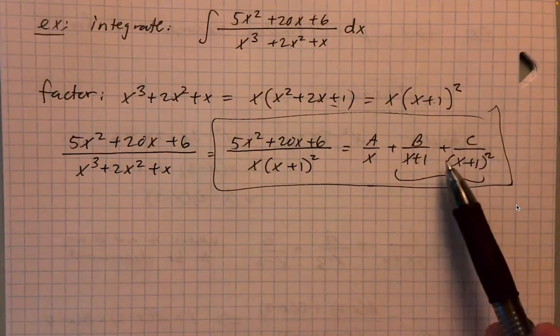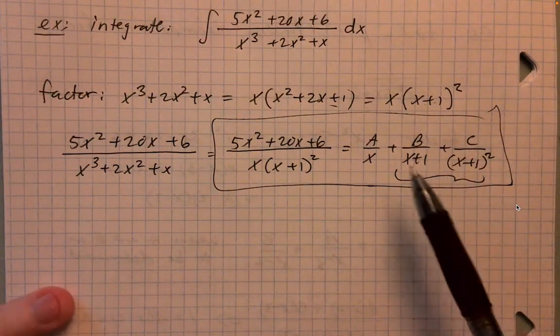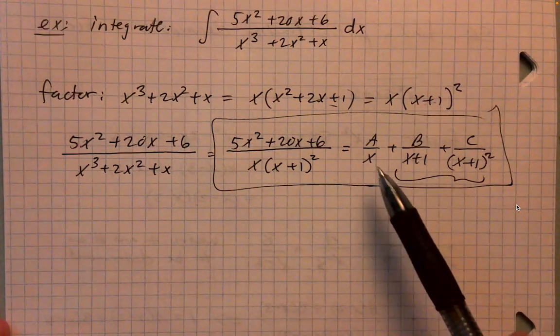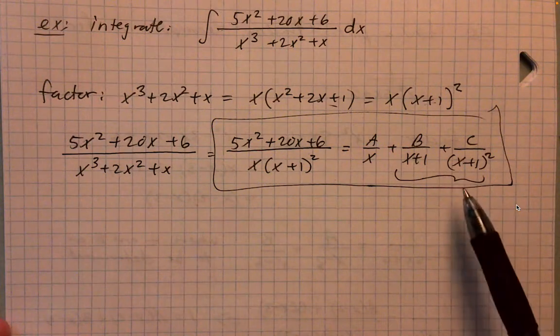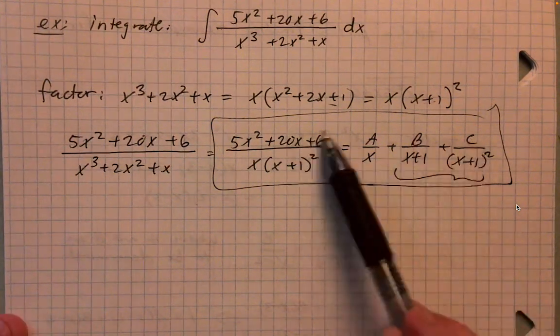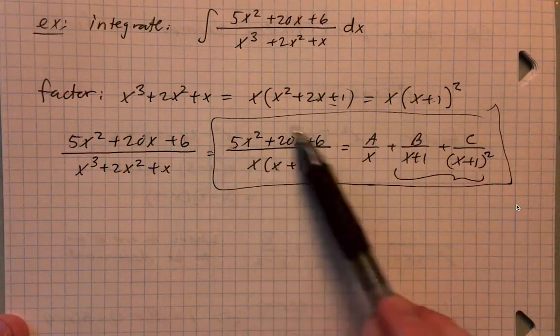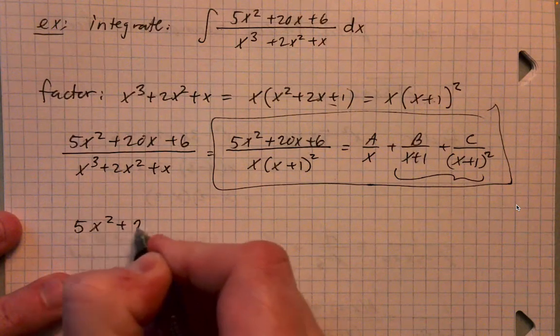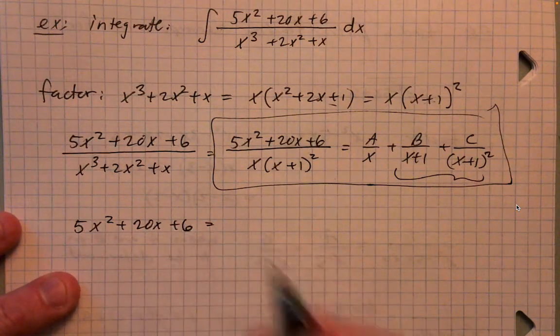So what we're going to do, just like before, is we're going to multiply everything together and get a common denominator of x times x plus 1 quantity squared. Okay, and then that's going to be set equal to this numerator. Okay, so I have 5x squared plus 20x plus 6.